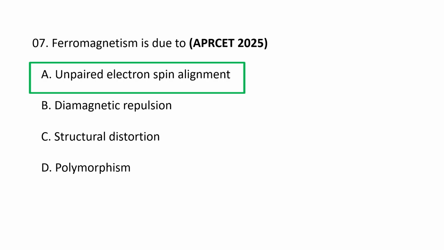This alignment creates large regions of magnetization called domains, and in a ferromagnetic material, the spontaneous alignment of these domains below the Curie temperature results in a strong and permanent magnetic field. Ferromagnetism is due to unpaired electron spin alignment. A is the correct option.